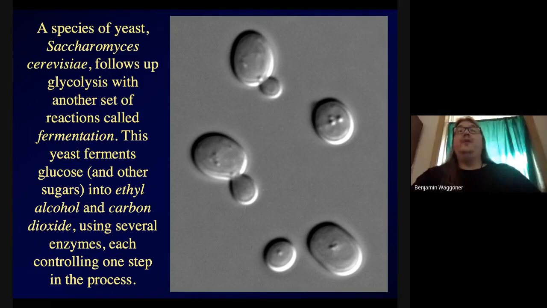And so yeast will turn glucose into pyruvate and then ferment pyruvate into ethyl alcohol, which is the type that some people drink, although this being Faulkner County, I have to say that not everyone does. And a byproduct is carbon dioxide. So there's several steps by which pyruvate is broken down into ethyl alcohol and carbon dioxide, and every enzyme controls one step in the process.